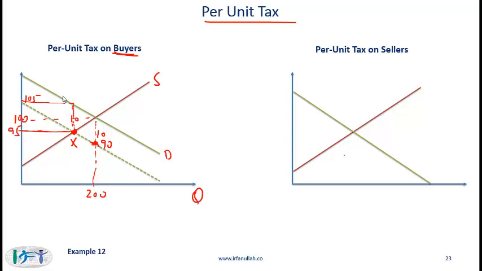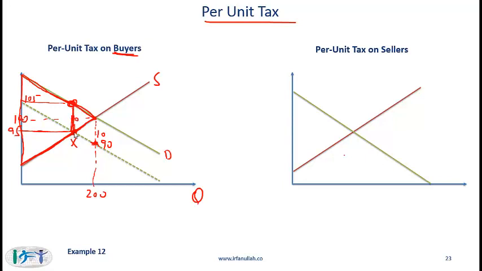And the answer is yes, because if you look at the situation before the tax, our total surplus, consumer surplus plus producer surplus, was given by this overall big red triangle. Now, with the imposition of taxes, the consumer is paying 95, the government is getting 10, and the seller is getting 95.